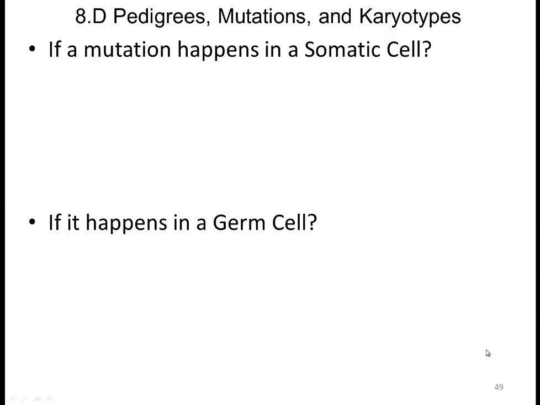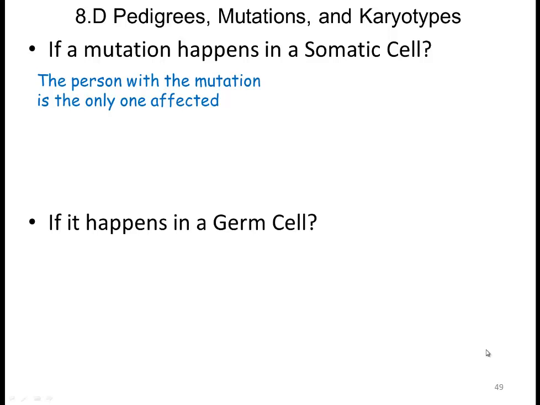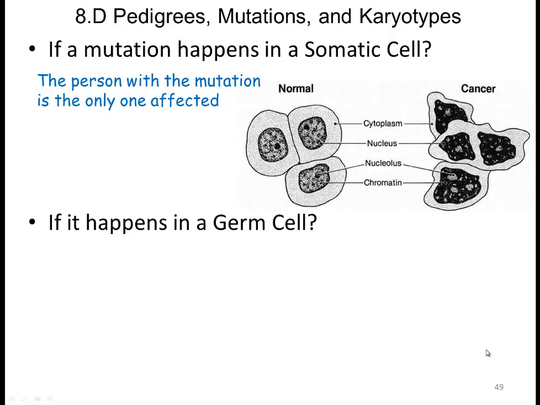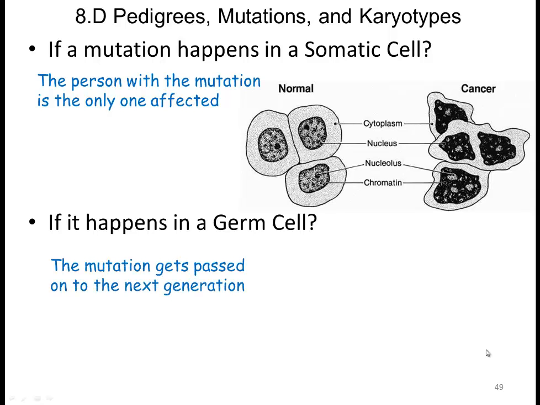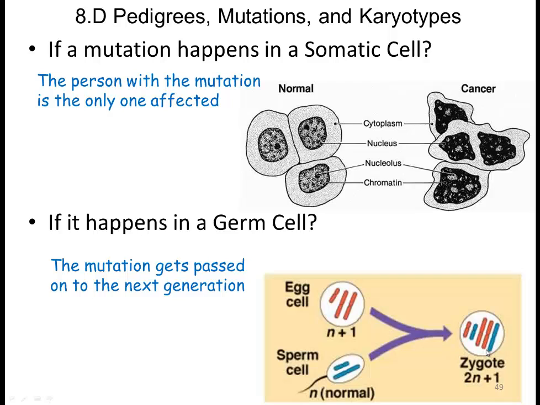If a mutation happens in a somatic cell, the person with the mutation is the only one that's affected because it stays in their body cells. It doesn't get passed on. So there's a normal cell, here's the cancer cell. If it happens in a somatic cell like the liver, you're not going to pass that on to your offspring. What if it happens in a germ cell? Then you're going to pass it on to the next generation, and that's non-disjunction. So if this leads to a genetic disorder, congratulations, you have a bouncing baby boy or girl with that genetic disorder.